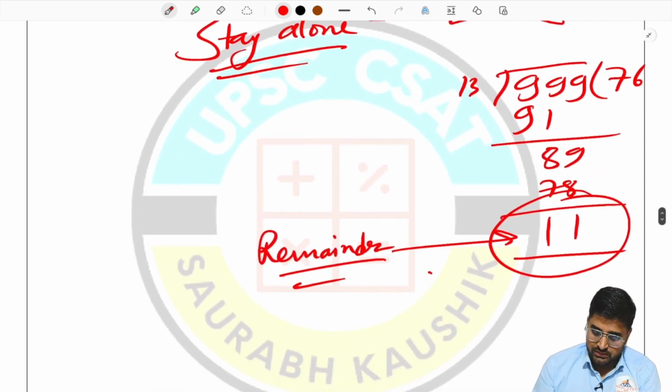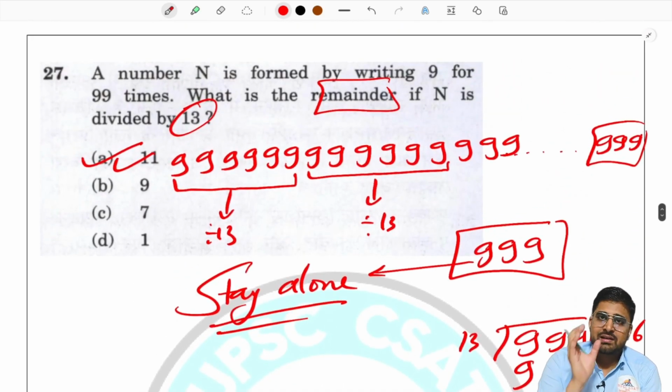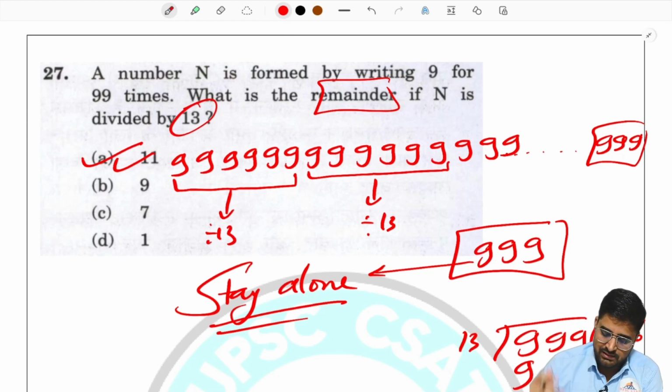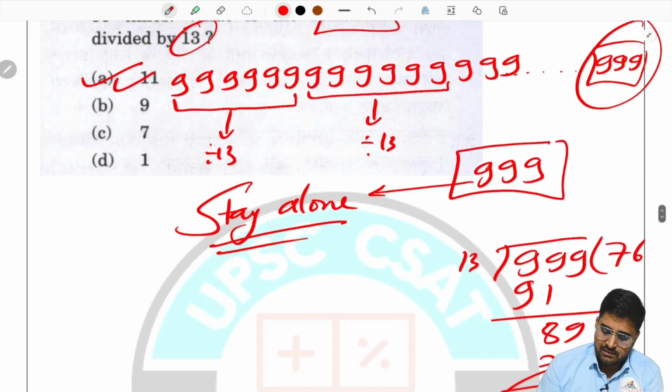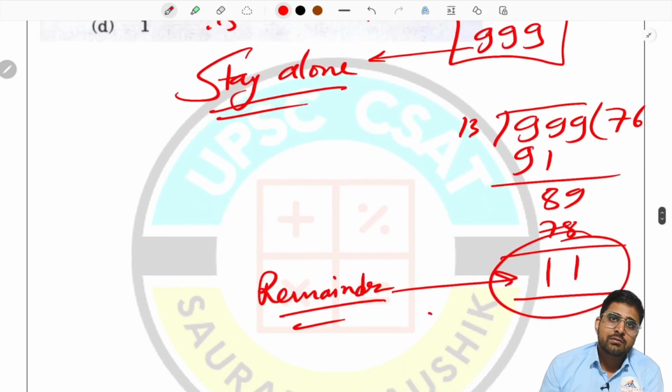I hope you understand. Just make sets of 666. It will be divided by the 1001 only, and whatever they ask, 7, 11, 13, do it like that. The remaining ones are three nines which are not in a set. We will divide them and calculate the remainder. Easy one. Let's move to the next question.